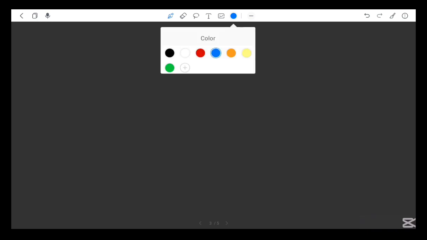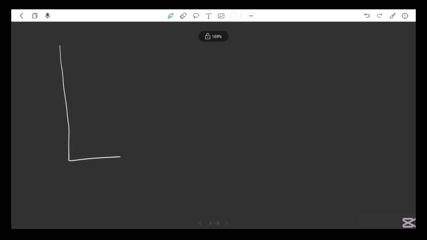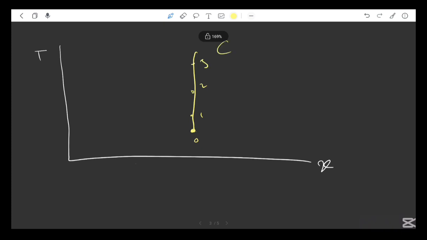Okay, so let me draw another graph. This type of graph, right? Which is t and x. Okay, so here is the present tense. So 0, 1, 2, 3 belong to the present. Here is the future, 0, 1, 2, 3, which is a part of the future. I'm gonna write, so it is present.